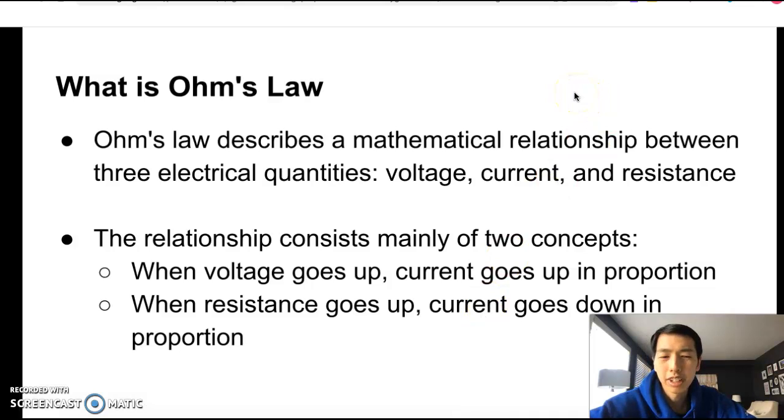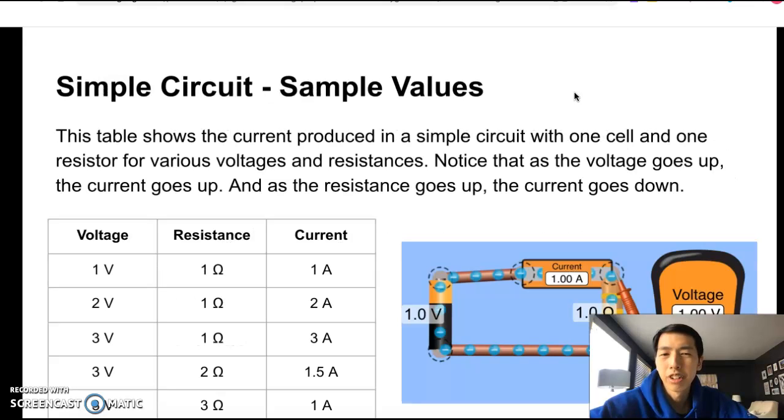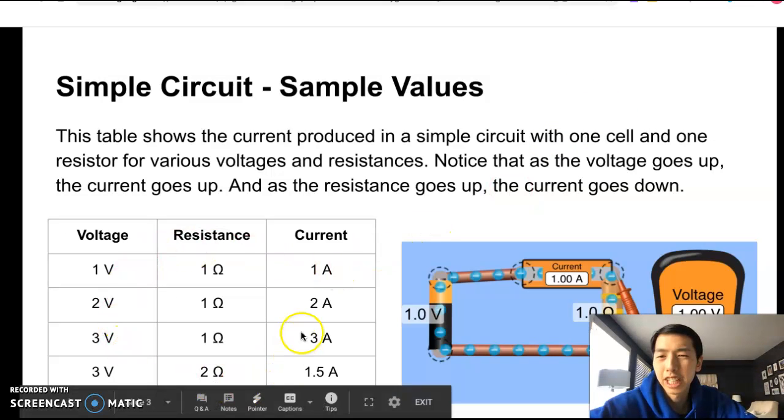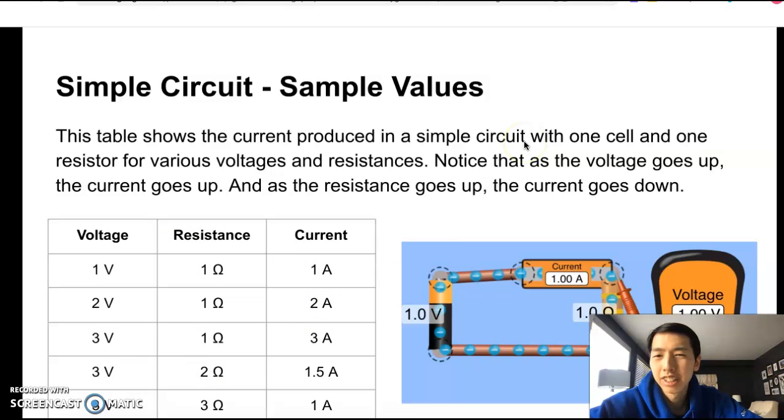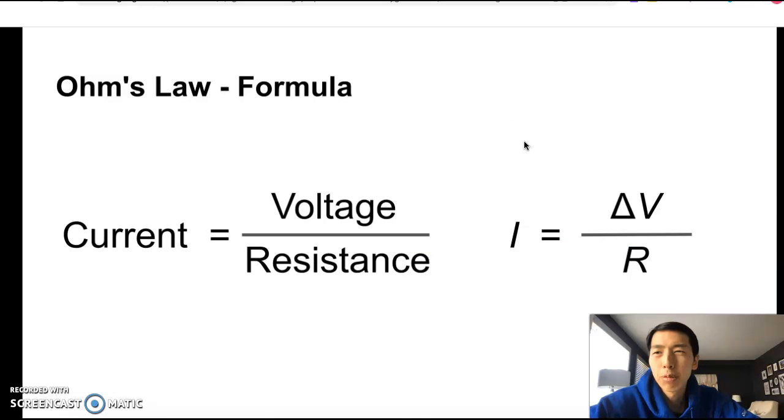And there's actually a formula to match this relationship. First of all, here's a slide that's just a table showing what I just did on the virtual circuit lab. But here's the formula for Ohm's law. The formula gives you a formula for current. How fast the blue dots are going to move is going to equal the amount of voltage divided by the amount of resistance. Current equals voltage divided by resistance.